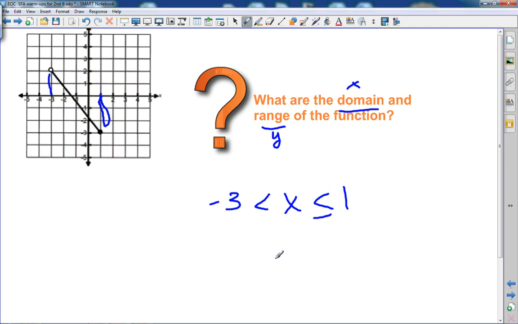Now my range is the y, so there's my y. My y goes up and down, so we start all the way down here at negative 3. So I have negative 3, and there's an equal to bar because it is a closed dot. And it goes all the way up here to 2. And there's an open circle there, so I leave it with just the less than symbol.